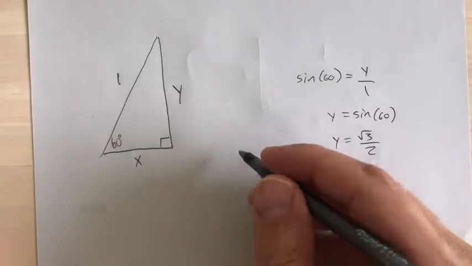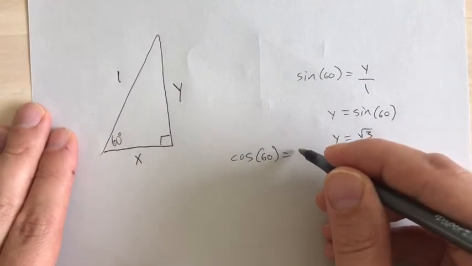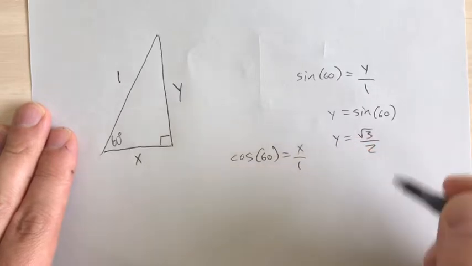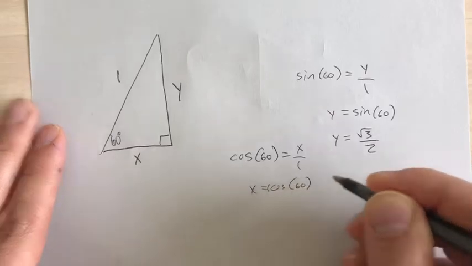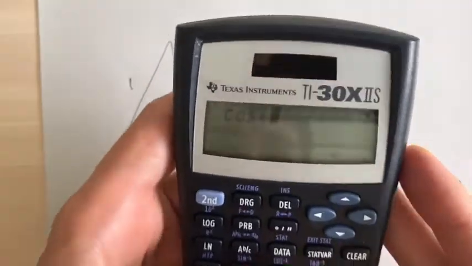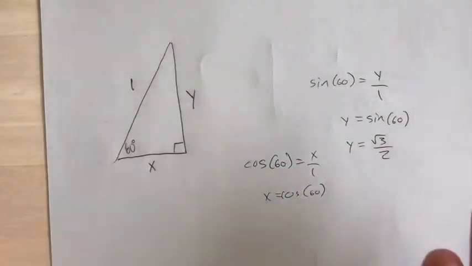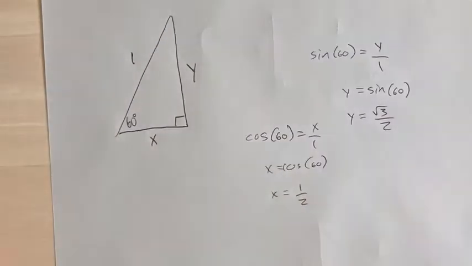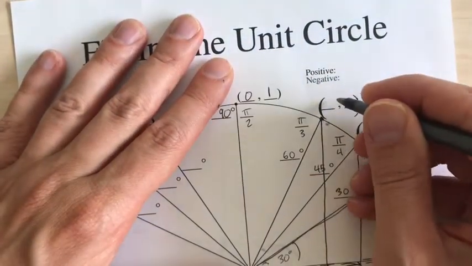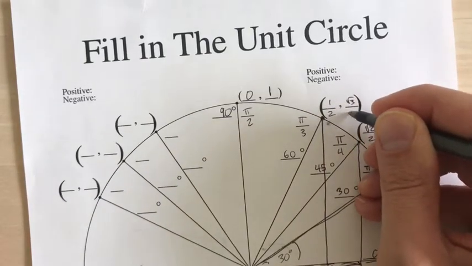Next, let's do cosine of 60 equals adjacent over hypotenuse. Solving for x, we get x equals cosine of 60. And when we do cosine of 60 on our calculator, we get 0.5. So again, it seems to be the inverted version of what happened at 30 degrees. So x equals 1/2. So let's go ahead and fill in that chart right here. So it would be 1/2, and then square root of 3 over 2.